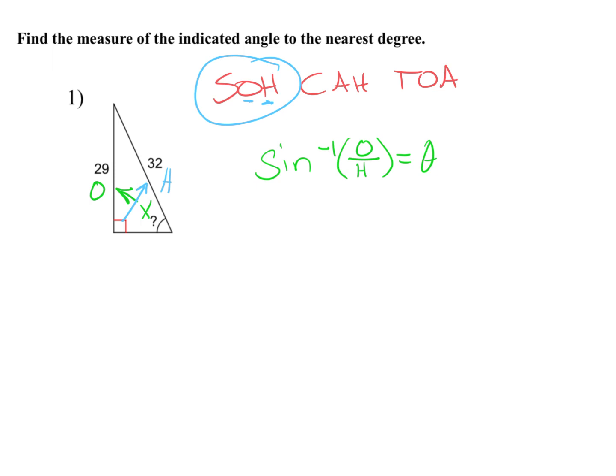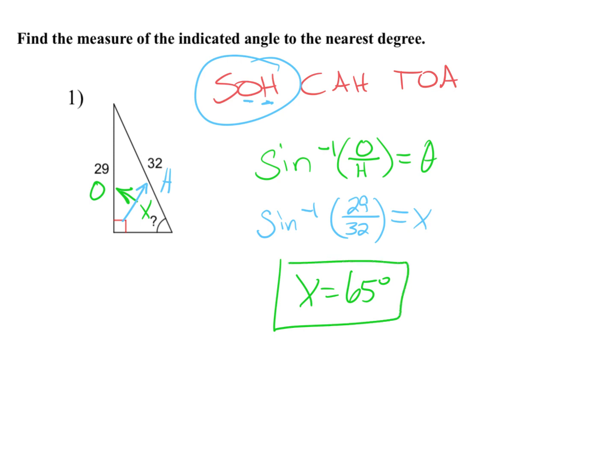All right, in the next step, we're just going to simply plug in. Sine inverse. What's the opposite? 29 over the hypotenuse, 32. And the theta we don't know, so it's just x. Now this last step is just going to plug that into your calculator. You want to make sure you're in degrees again. So to the nearest degree, x is equal to 65 degrees. And since it's an angle, I have a degree measure. If you don't put the degree symbol, I won't take points off, but it's just the right way of technically writing it.